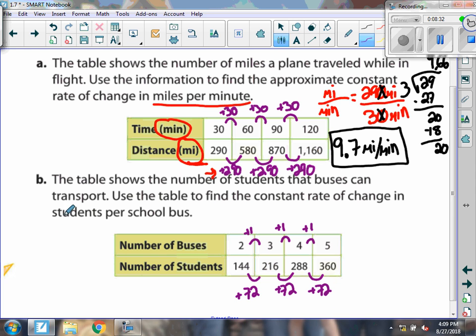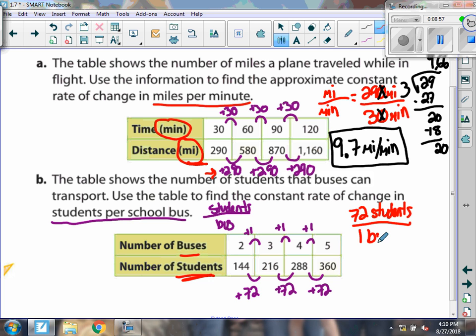So we're finding the change in students per school bus. So I want the number of students over the number of buses. So this is going to simplify too. So here's students on the bottom here. So I want that on the top. So it'll be 72 students over buses, 1 bus. So you could leave it like this since it's over 1, or you could write it as 72 students per bus. Either one of those would be correct.